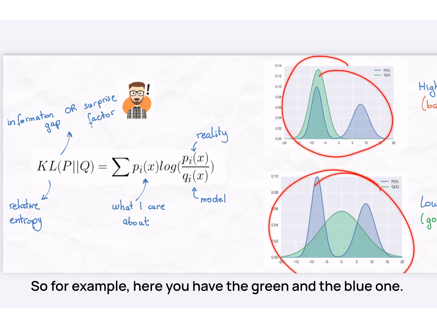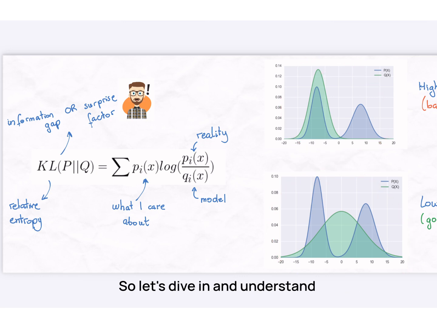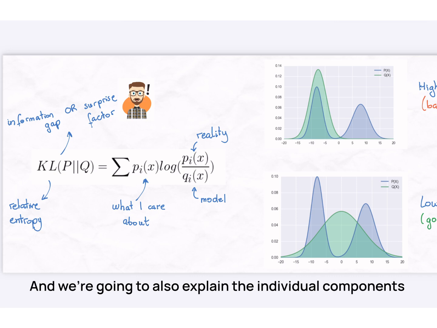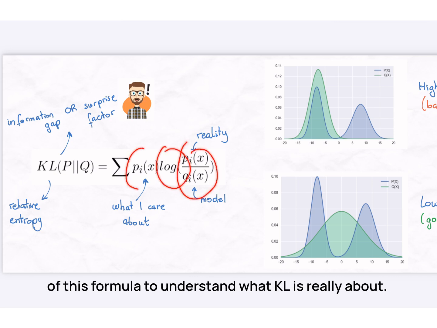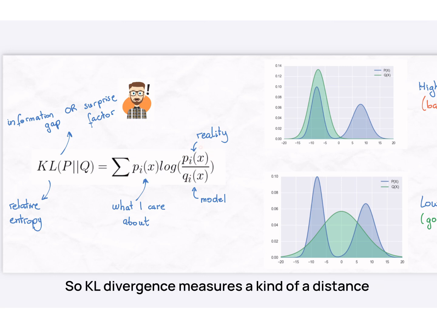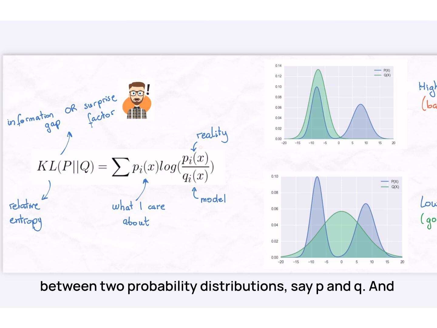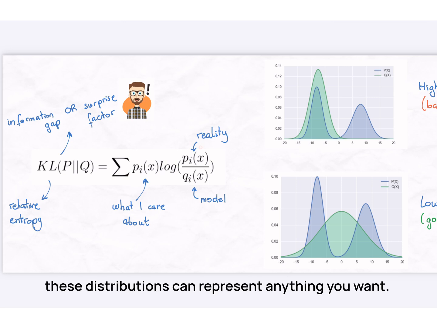So for example, here you have the green and the blue one. So let's dive in and understand what it is and why it is useful. And we're going to also explain the individual components of this formula to understand what KL is really about. So KL divergence measures a kind of distance between two probability distributions, say P and Q. And these distributions can represent anything you want.